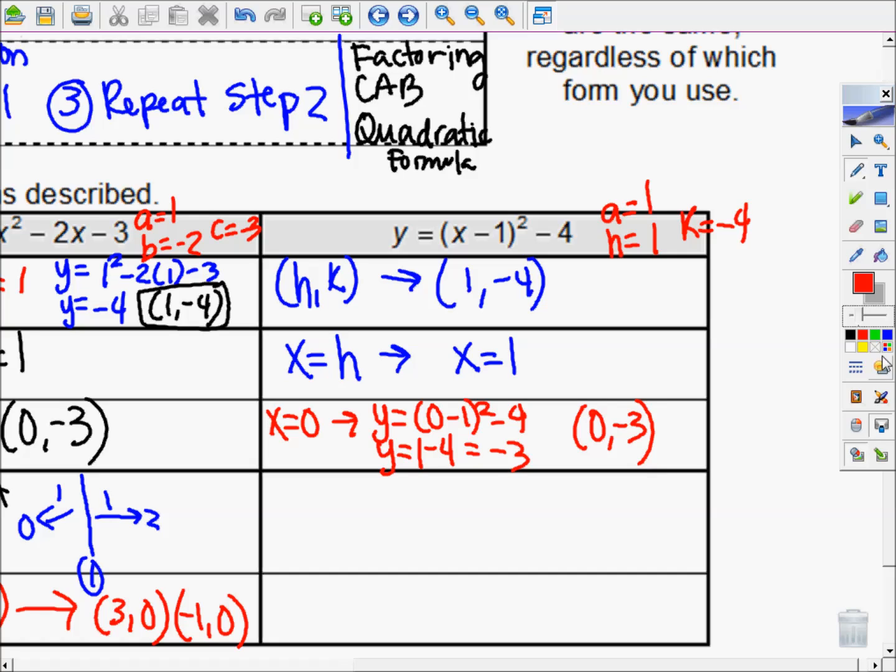All right, so we're here, and we need to find the point that's symmetrical to 0, -3. So again, you identify my axis of symmetry is at 1. My y-intercept is at 0. How far are they from each other? 1. So how far right do I need to go? 1. So it's 2, -3. So my point would be 2, -3.